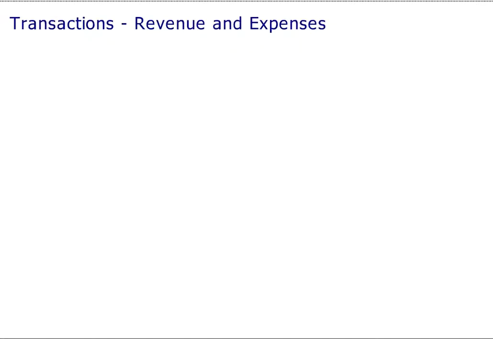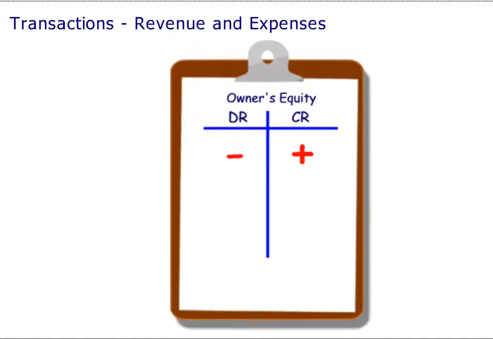Transactions involving revenue and expenses. Recall the owner's equity account. Owner's equity increases on the credit side and decreases on the debit side. Revenue increases owner's equity, so therefore revenue will increase on the credit side. It will decrease on the debit side, but very seldom do you use a debit revenue entry.